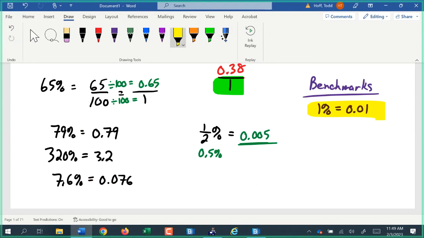Well, if I compare that, 1% is bigger than 0.5%. So the rate of 0.01 better be bigger than the rate for the 0.5%. So when we got 0.5 for that, we know that that's in percent form. That can't be the rate. The rate has to be smaller than 0.01.